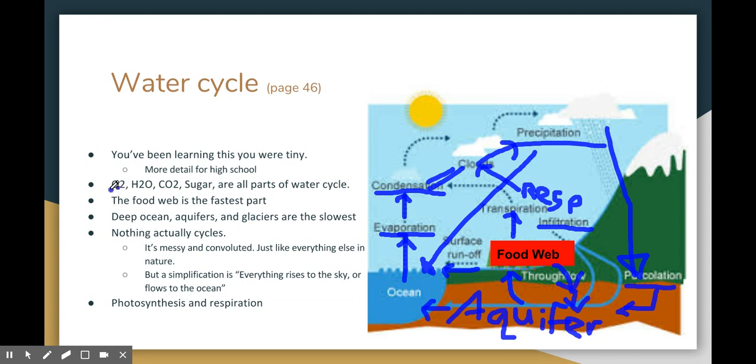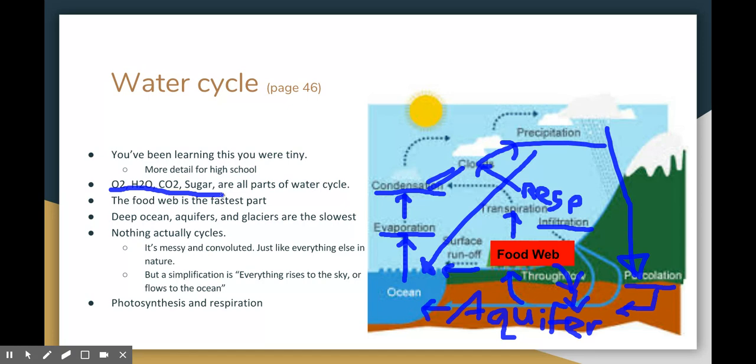Over here, I've got a number of molecules mentioned. In the last slide, we talked about the idea that water doesn't go through the whole cycle on its own. A good example of this is photosynthesis. A plant brings water up through its roots, and then it uses that water and combines it with CO2. The outcomes of that are sugar and oxygen.